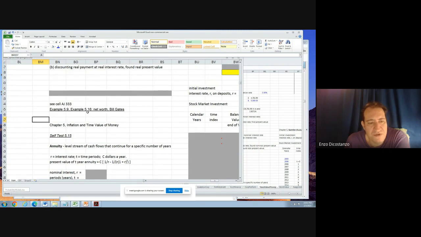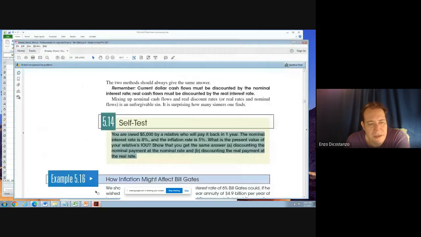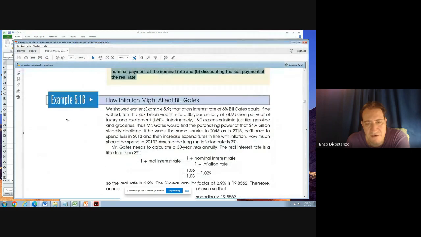All right, so we use the Bill Gates example, and now this part here says we showed an early example that at an interest rate of 6%, if he wished to turn his 67 billion into a 30-year annuity, it would be about 5 billion a year of luxury and excitement. So the L&E expense inflates just like gasoline and groceries. The purchasing power is declining, so he wants the same luxuries, he'll have to spend that in 2013 and then increase expenditures in line with inflation.